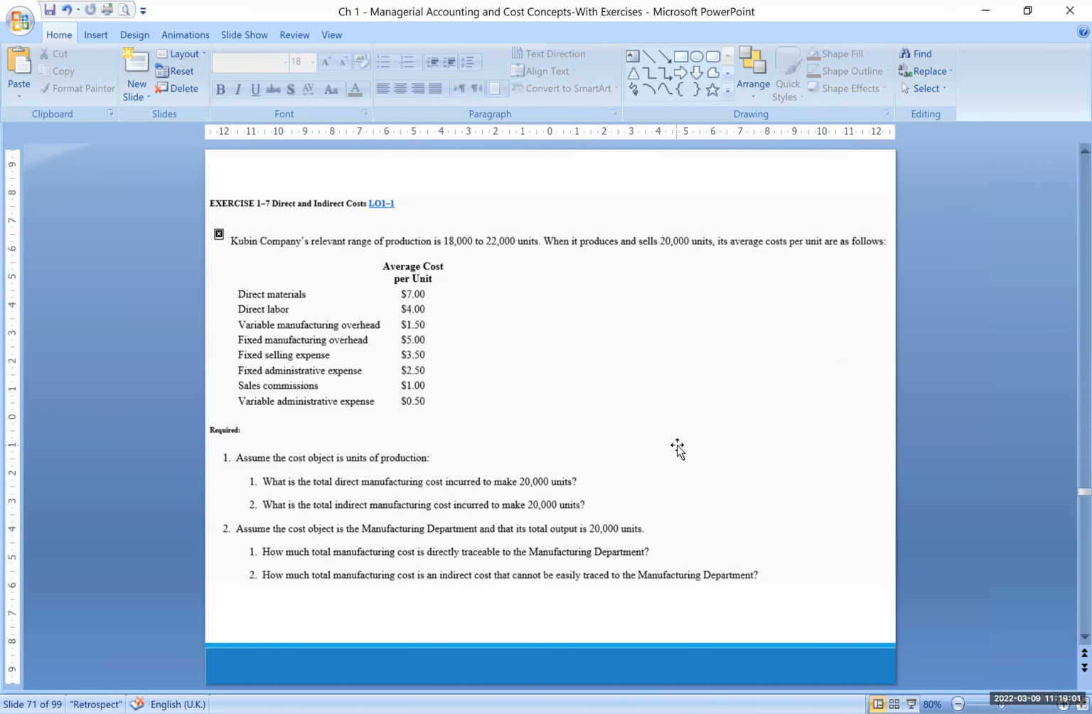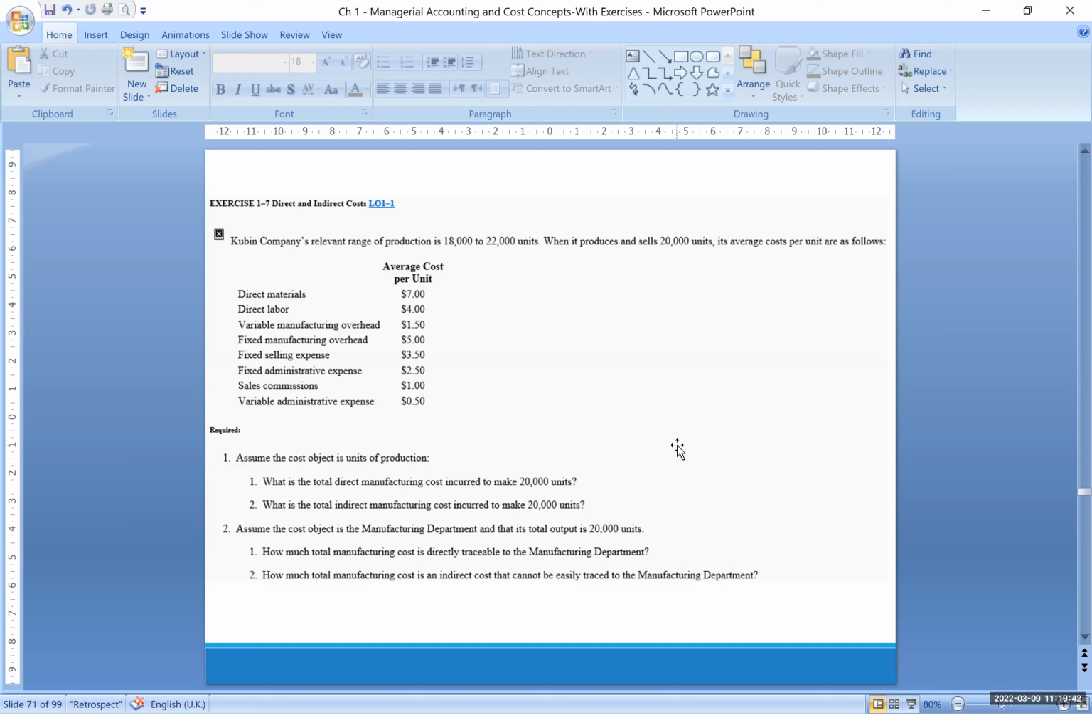Now, the second question, 2.2: how much total manufacturing cost is an indirect cost that cannot be easily traced to the manufacturing department? Out of these four numbers, do we have any indirect cost to the department, as the department is representing an object? We don't have any to be considered indirect costs for the department. The word indirect can be hard to trace to the unit, not to the department. So all of these numbers are traceable to the department.